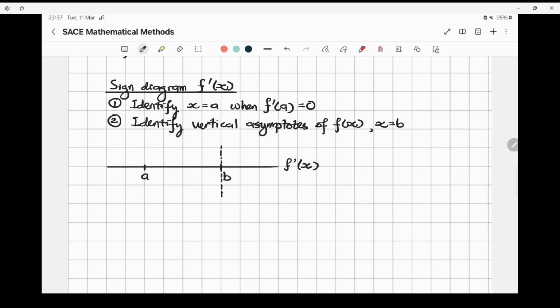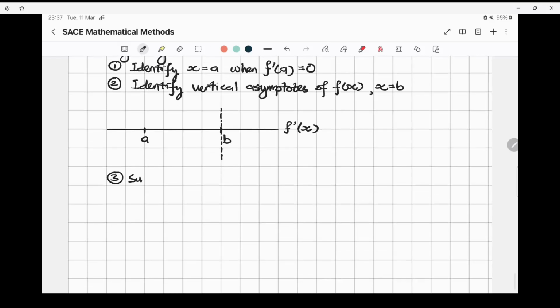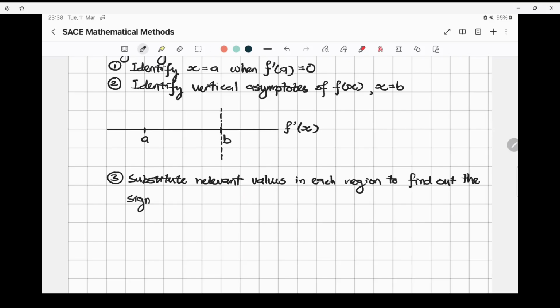So after you draw this particular sign diagram, you need to identify all the regions. What are the signs? So substitute relevant values in each region to find out the sign. So the values are not important, but the signs are important.